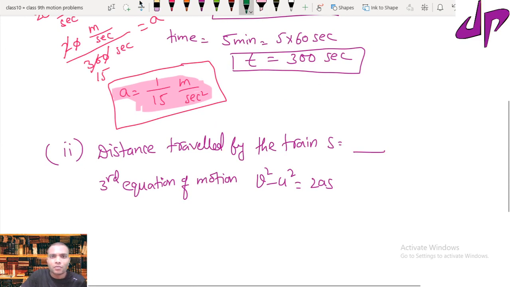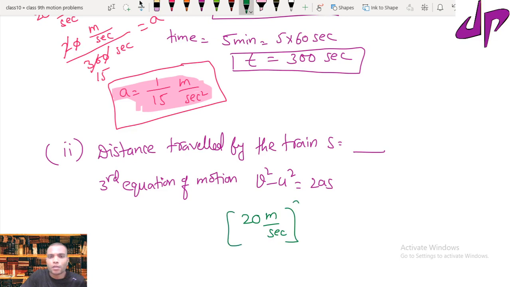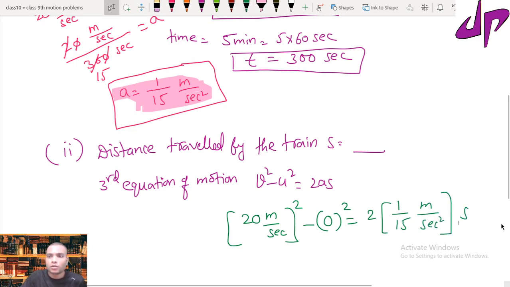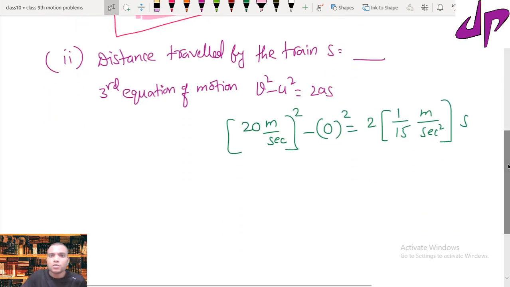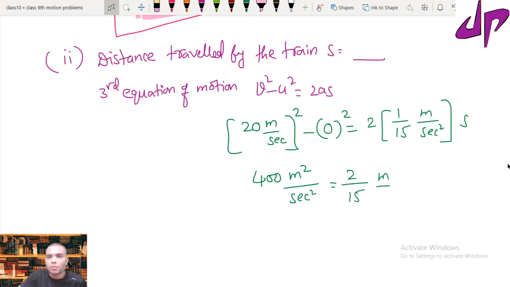If you do that, v square, 20 meter per second whole square, minus u square, means 0 square, equal to 2 times 1 over 15 meter per second square times s. We need to calculate the s value. So we can do simplification. 20 square, it means 400 meter square upon second square, equal to 2 over 15 meter upon second square times s. Here s is the distance.